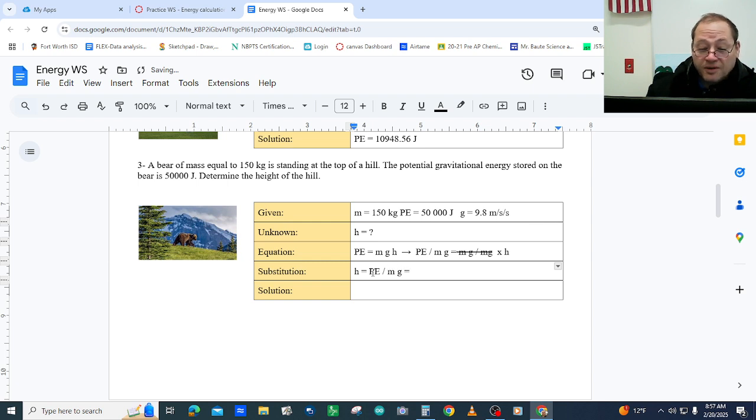And now we can plug in the numbers. PE happens to be 50,000 joules. And you divide that by, and you can open parentheses here, 9.8 meters per second squared times the mass of the bear, 150 kilograms. And so you multiply the numbers in the denominator, and then you can reduce the equation so you can divide. Okay, so this is going to be 50,000.